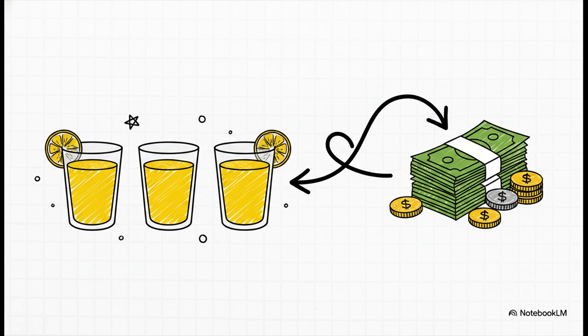Imagine you're running a lemonade stand and you sell 3 cups of lemonade for a total of $6. Remember our golden rule, y divided by x. Let's make the total money our y value and the number of cups our x value. Take a quick second and do the mental math. What is 6 divided by 3?